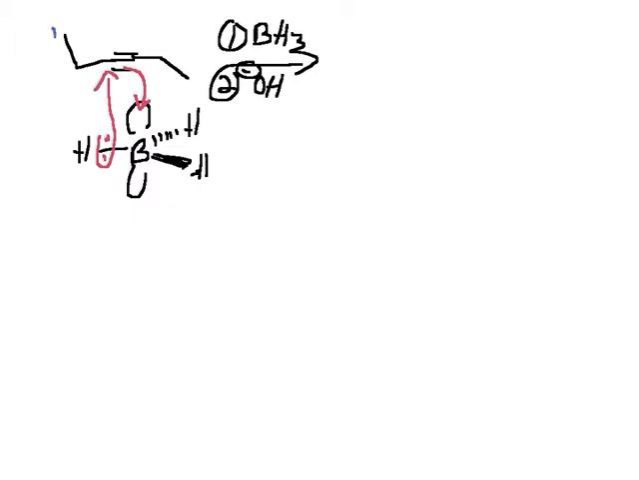So let's number the alkyne carbons: 2, 3, 4, 5, 6. And remember, carbons 3 and 4 are exactly the same, right? Symmetrical alkynes are exactly the same. So what kind of addition do we have here? It's always going to be cis addition, so the hydrogen and the BH2 will always be on the same side.